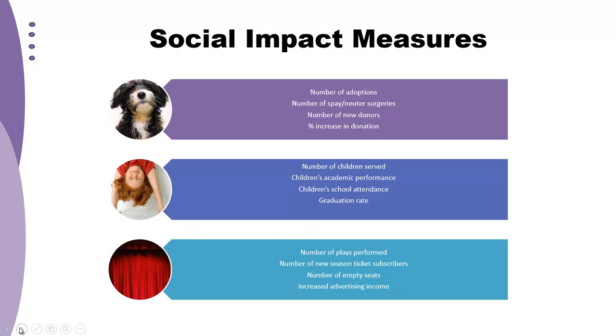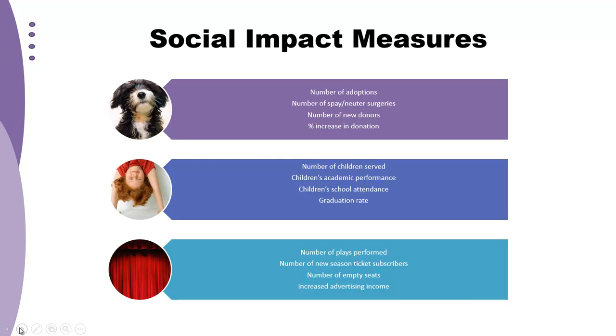Once we've answered those questions, we really want to get into our specific social impact measures. I've put three different examples up for you. The first, let's say it's our local animal shelter. Now, how do we know if our local animal shelter is making progress in solving issues related to animal homelessness, animal abuse, and so on?